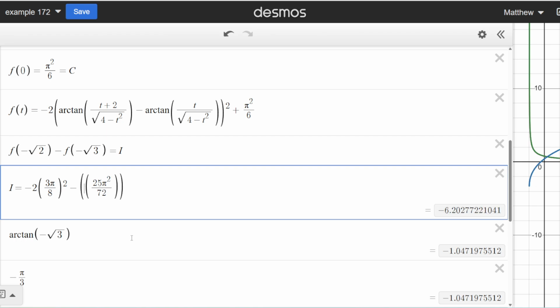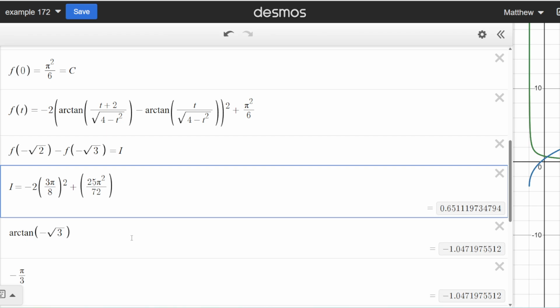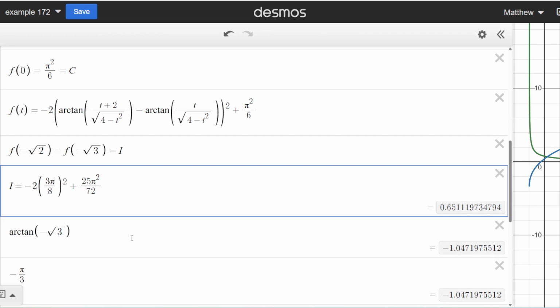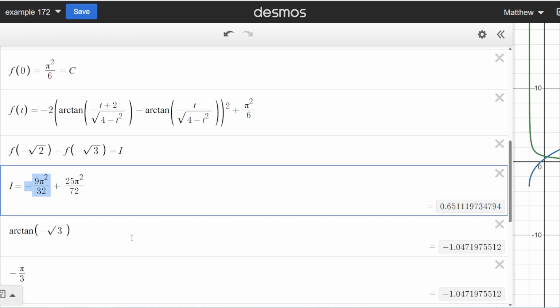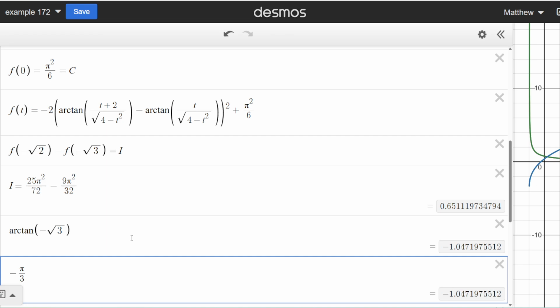All right. And then this negative will distribute to become a positive. We can get rid of all these parentheses. This is going to become a pi squared. It's going to become a 9. This is going to become a 64. We can get rid of the squared. This will become a 32. And then we can put this over here like this. All right. So now I'm going to have to find the common denominator.